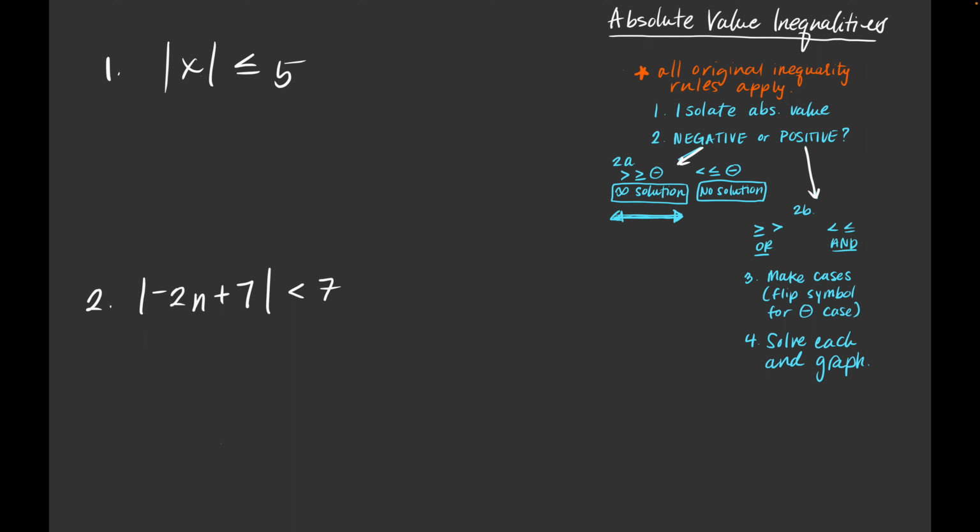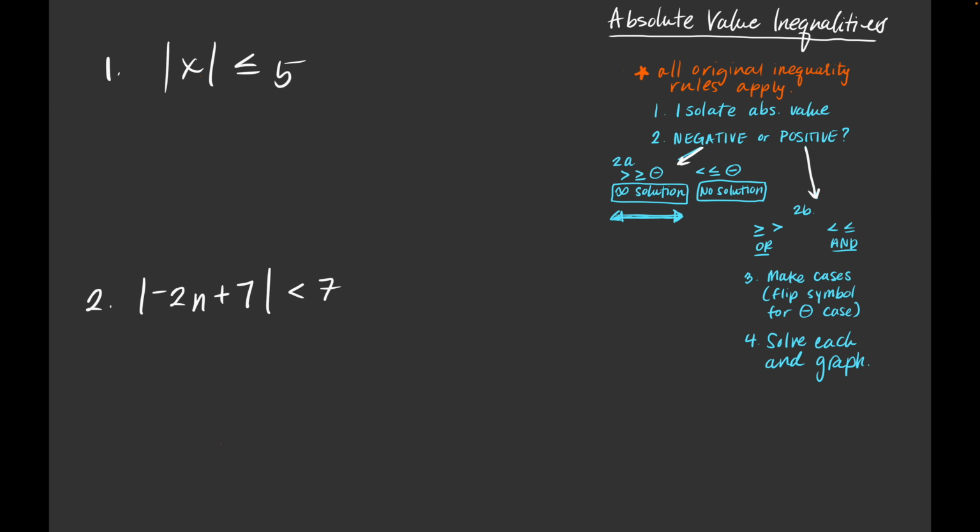So the first thing we always do is check if our absolute value is by itself. We see here that our absolute value is by itself. There's nothing before it and there's nothing after it. And we're only looking at the left-hand side of my inequality. We always ask ourselves if it's a negative or a positive. We know this one's going to be a positive because our 5 is positive. So we're going to be going down this way on our map.